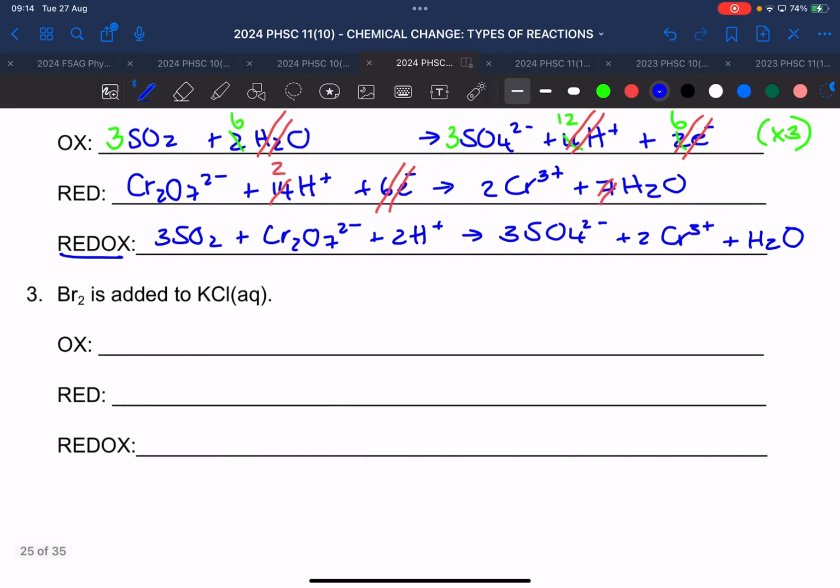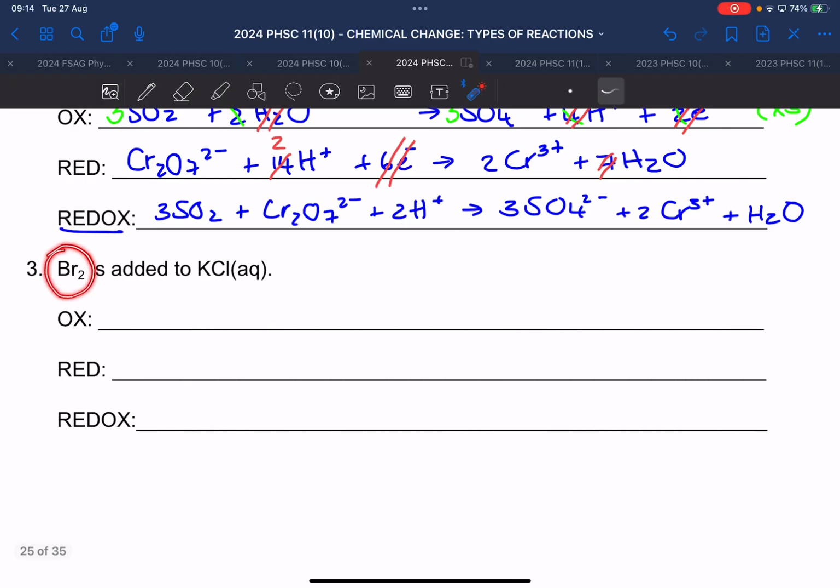Let's look at the next one. Bromine, the diatomic molecule. So, diatomic molecule, covalently bonded, stays as it is. It's bubbled through potassium chloride. Okay, so we're going to look for those three things on table 4B.